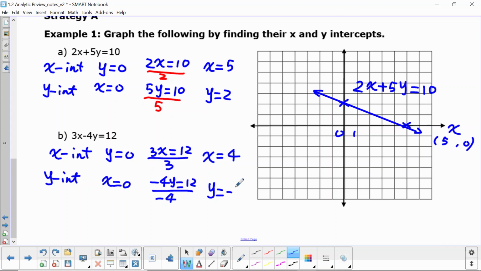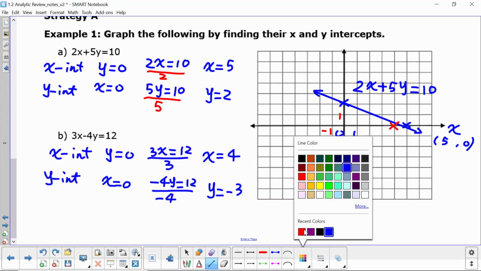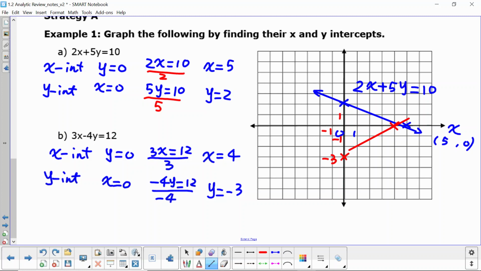Y equals negative 3. So on the graph, we are going to find x equals 4, and y equals negative 3. So this is negative 1, 1, negative 1. Then we are going to use a ruler and connect them. So you just put arrows at both ends, and please label this using the equation of the line. Then it's done.